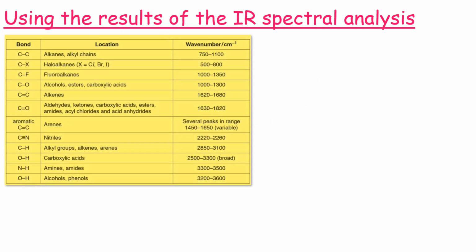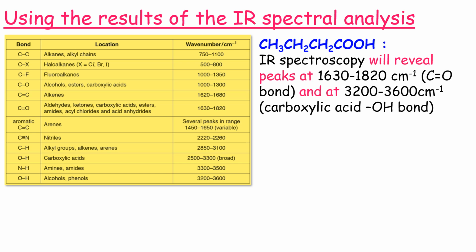Just checking our section of the data sheet we would need to use when doing the spectral analysis. For the oxidation product of the primary alcohol, butanoic acid, IR spectroscopy will reveal peaks at 1630 to 1820 cm^-1, which is the C=O, and at 3200 to 3600, which is the carboxylic acid OH bond. So we're looking at these 2 here. You can see the numbers there.